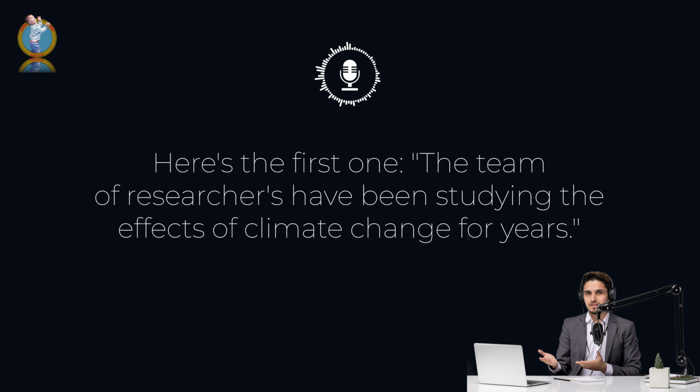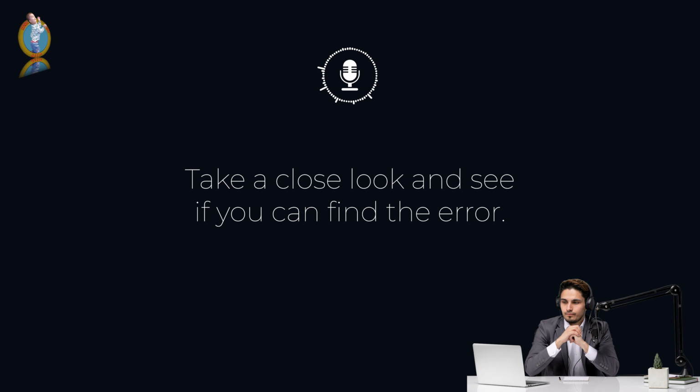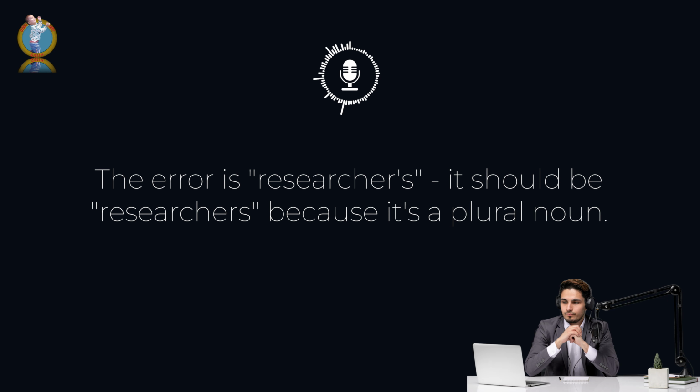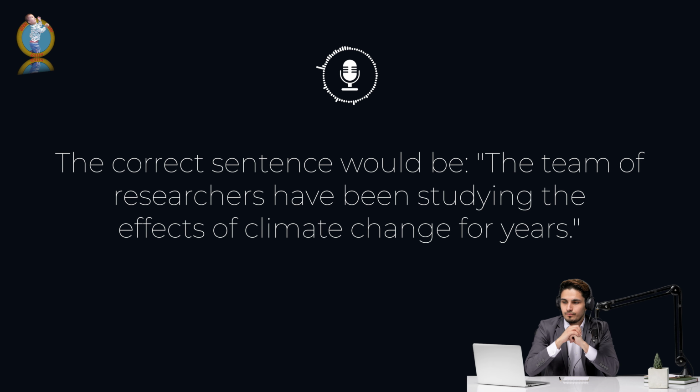Here's the first one. The team of researchers have been studying the effects of climate change for years. Take a close look and see if you can find the error. The error is researchers. It should be researchers because it's a plural noun. The correct sentence would be, the team of researchers have been studying the effects of climate change for years.